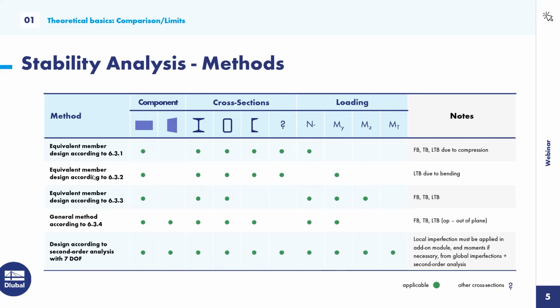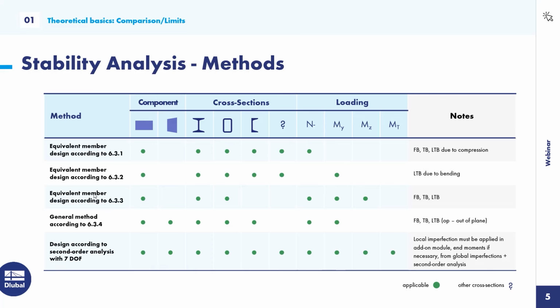Then the second line, equivalent member design according to 6.3.2. Uniform members in bending, about the principal axis, and lateral torsional buckling due to bending will be done. And it means this method is for pure bending beams.